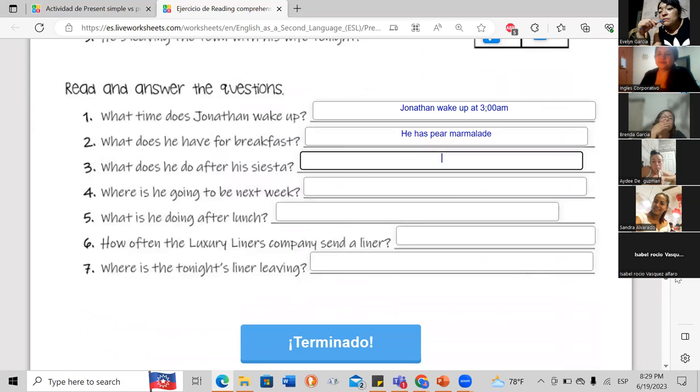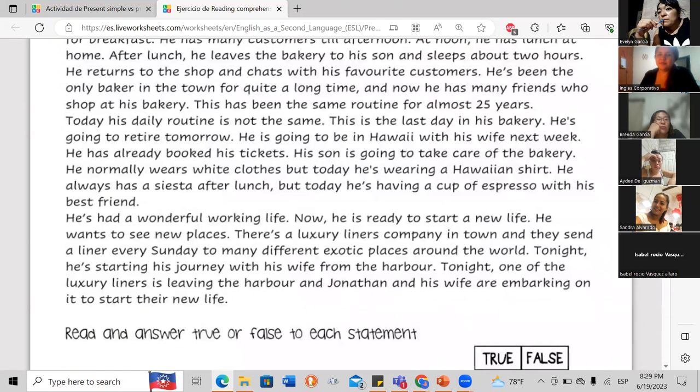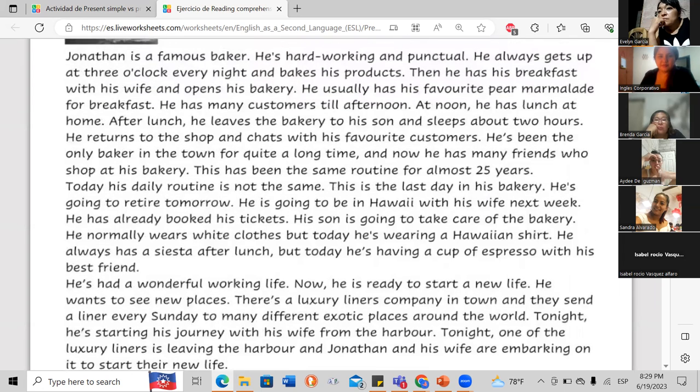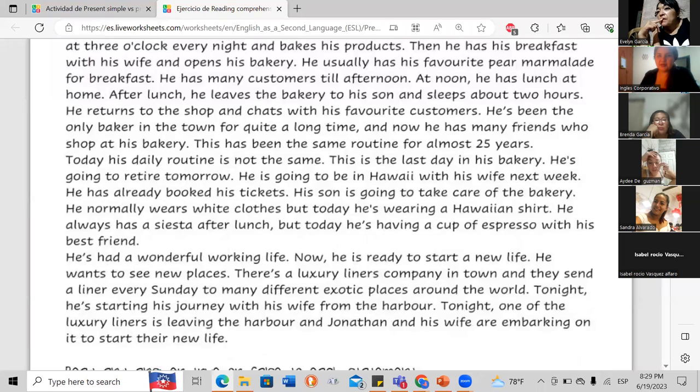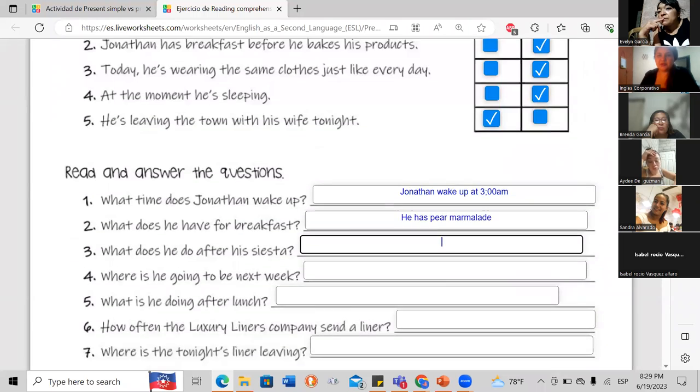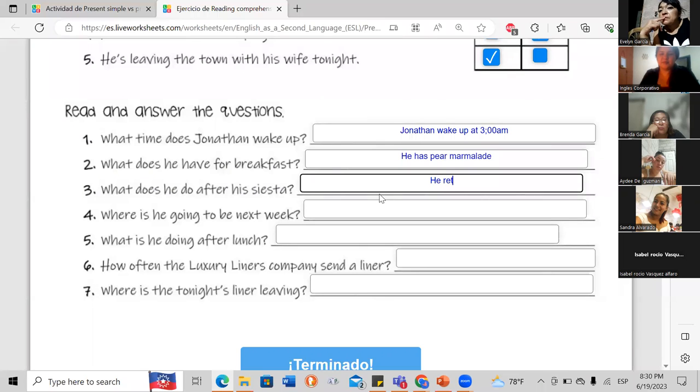Okay, what does he do after his siesta? Do you remember? He returns to the shop and chats with his favorite customers, right? Sure. He returns to the shop and chats with his favorite customers.